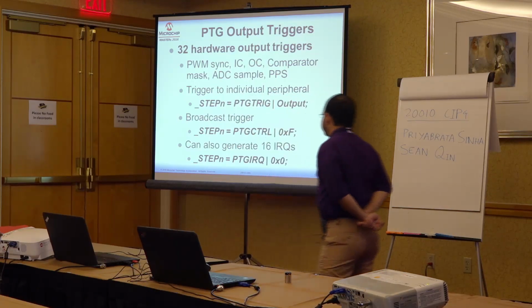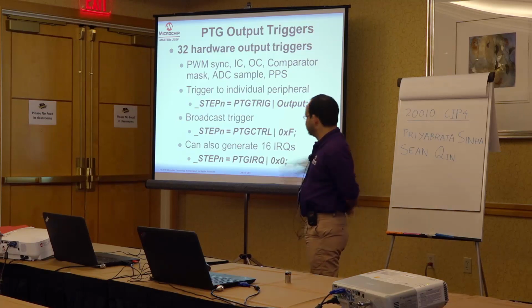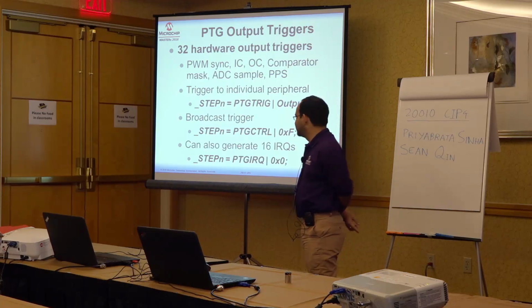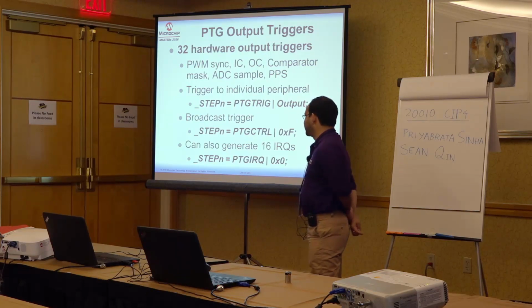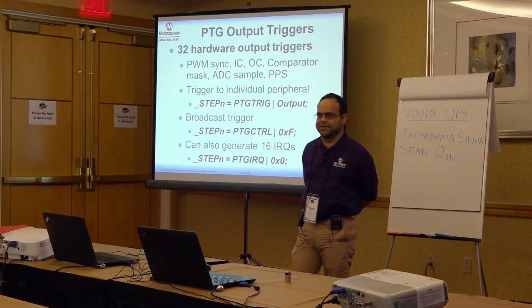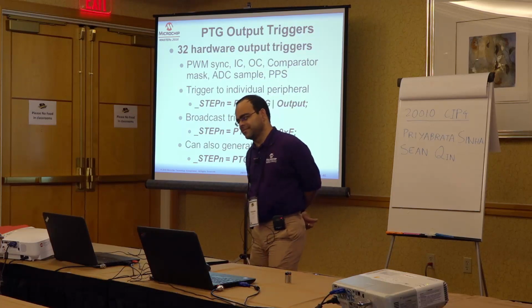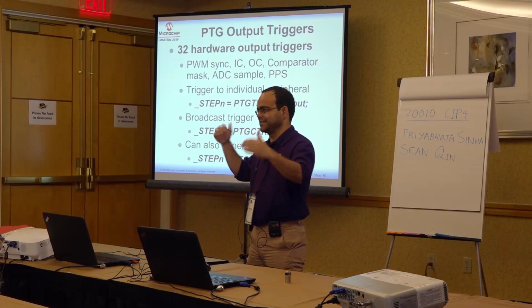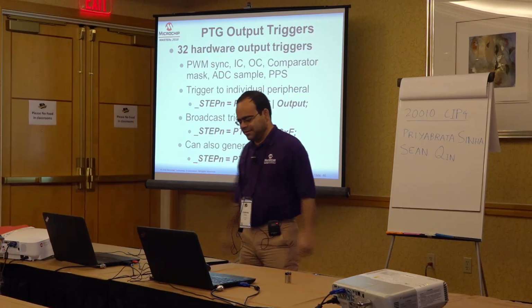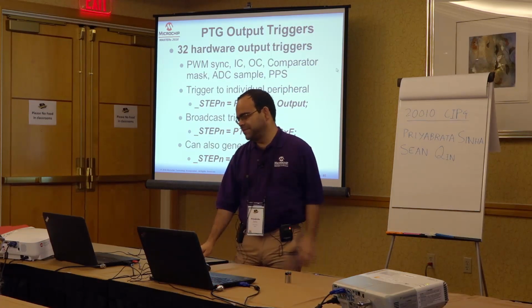So it can generate triggers to multiple peripherals at the same time by setting a specific value in that PTG control register, and it can also generate up to 16 interrupt requests to the CPU. Depending on which interrupt request happened, the CPU can take different actions immediately. So it can be a very specific, event-specific interrupt.